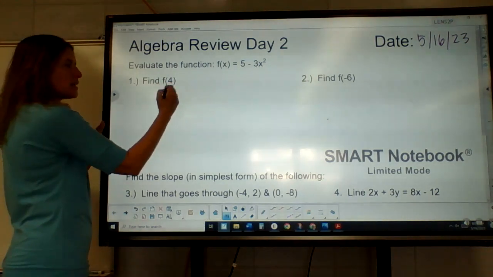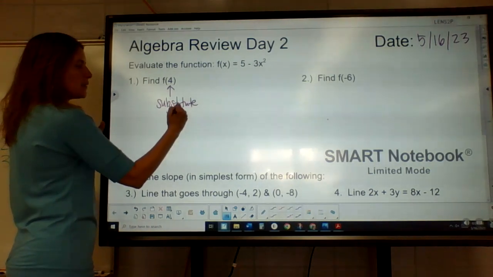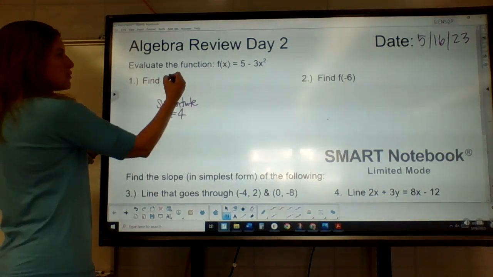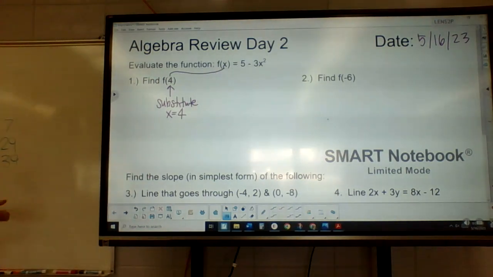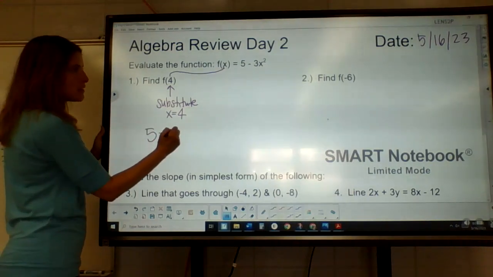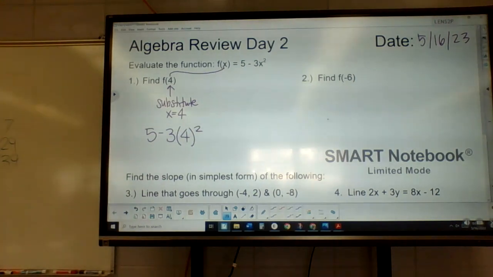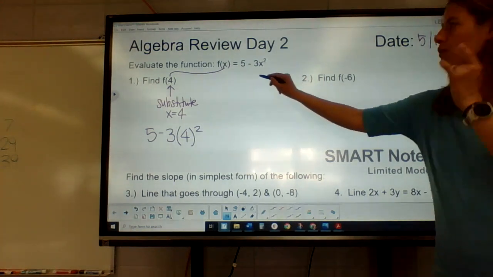So this is telling me it's like a shorthand way to say, hey, substitute in x as 4 and tell me what the function equals. Because if you look, this 4 is replacing that x. So that's what we do in the equation. So I do 5 minus 3 times 4 to the second here. Understanding what they're asking of you is half the battle, and then following order of operations is the second half. So we're putting that 4 in, and then we have to follow order of operations.